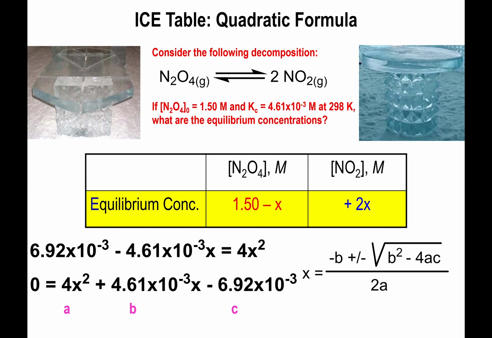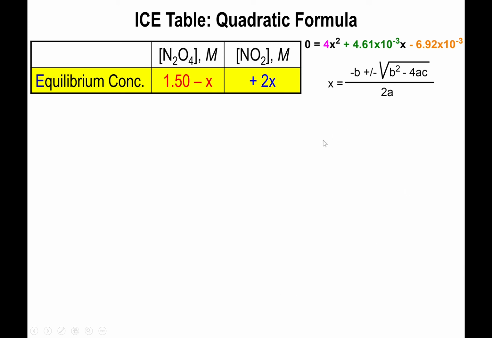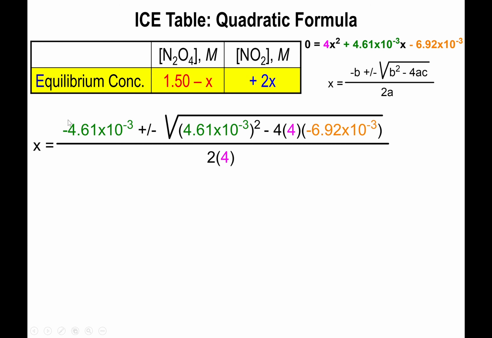All right, so here's where we get to use the quadratic formula. And I'm gonna make a little bit more room here because we need to do a few steps. Okay, so a is 4, b is positive 4.61 times 10 to the negative 3, and c is negative 6.92 times 10 to the negative 3. So I'm gonna input those values, which I'm showing in the equation right here, into the quadratic formula. B is 4.61 times 10 to the negative 3, so negative b is going to be negative 4.61 times 10 to the negative 3, plus or minus the square root of 4.61 times 10 to the negative 3 squared, minus 4 times a, which is 4, times c, which is negative 6.92 times 10 to the negative 3. All of this gets divided by 2a, and a being 4 means that you will multiply 2 by 4.